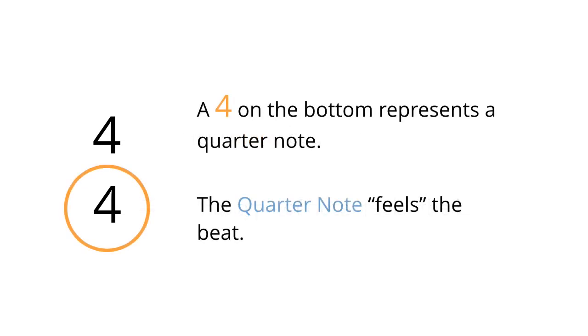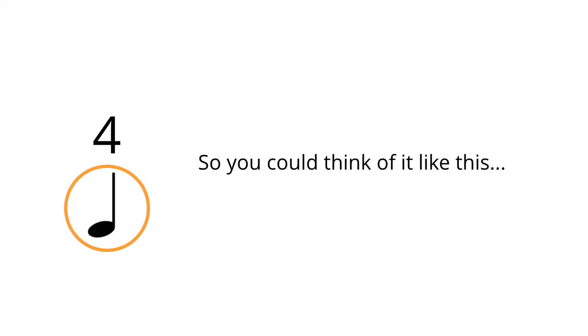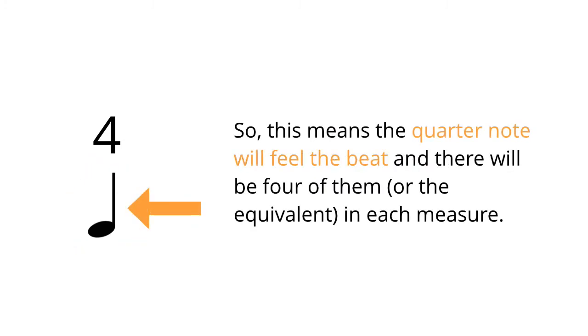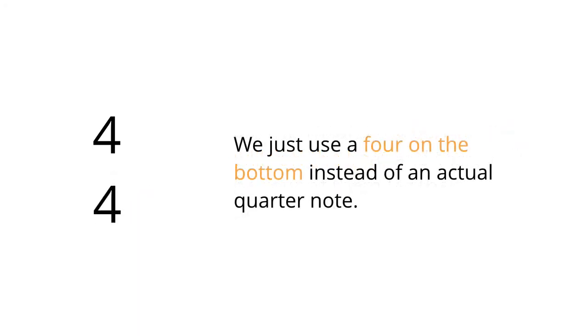The bottom number tells us what kind of note represents the beat. The bottom number is what tends to confuse people. We use a number to represent a specific kind of note. Really, we could write it like this. We're saying, hey, there are 4 of these in each measure, or the equivalent, which we'll get to in a minute. But whatever happens, notes in 4/4 time have to add up to 4 within each measure. The only difference is that in real music, we use a number on the bottom instead of a note. Just remember, a 4 on the bottom represents a quarter note.